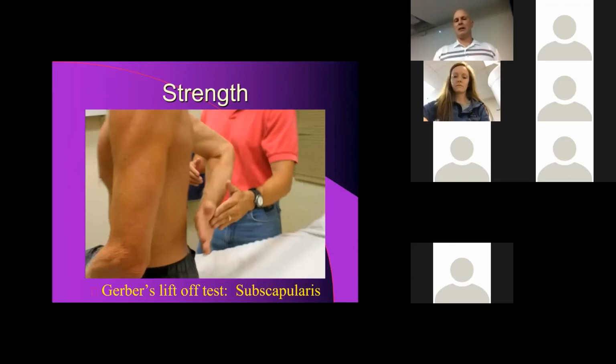The other special test, strength-wise, is called the lift-off test, or Gerber's test, and that is for subscapularis injury or subscapularis weakness. Have somebody internally rotate their shoulder like pictured here, and then try to lift their arm off their back and press into your hand. You can check that from side to side for weakness as well. The other test is called the belly press test, which is the opposite: having somebody push into their belly, in more of an internally rotated position, and seeing if that reproduces pain.